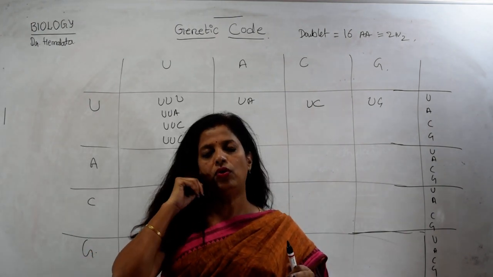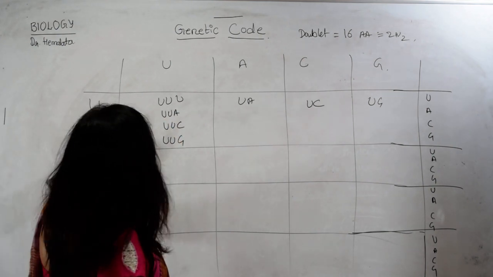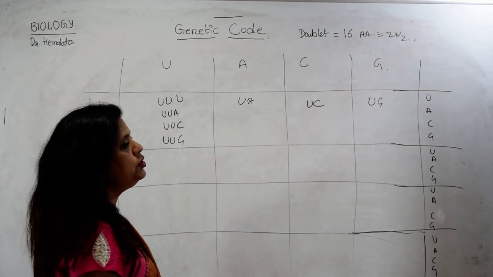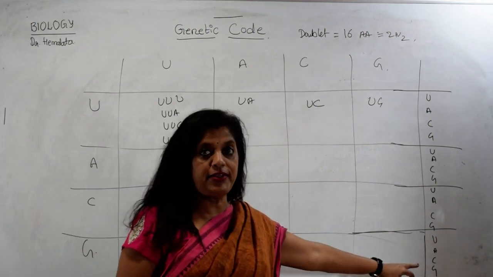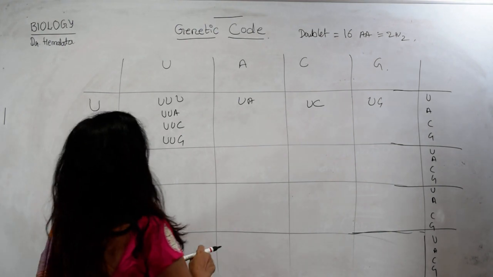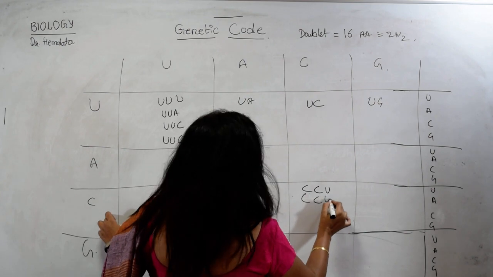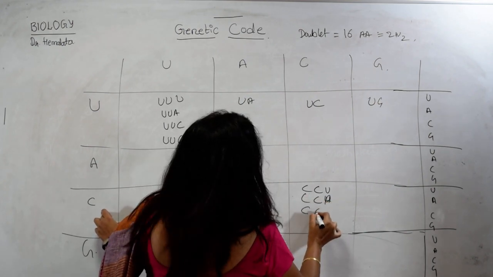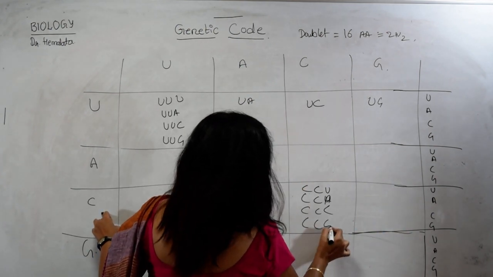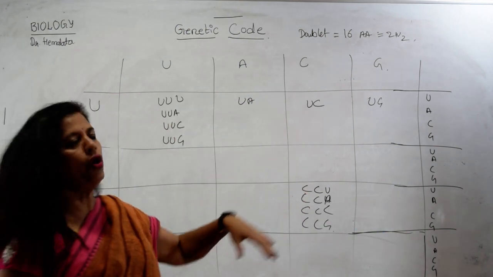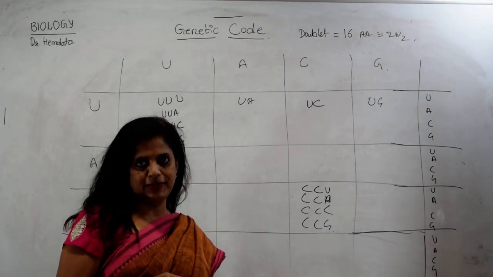That means what codon codes for what amino acid. So like this you have to fill it up. Right? There are so many combinations possible. I told you 64 combinations were possible, and you are going to write it till here. Right? Let me write one more one. C C U, C C A, C C C, C C G. Like that, you keep on writing for all the 16 squares with 4 codons.